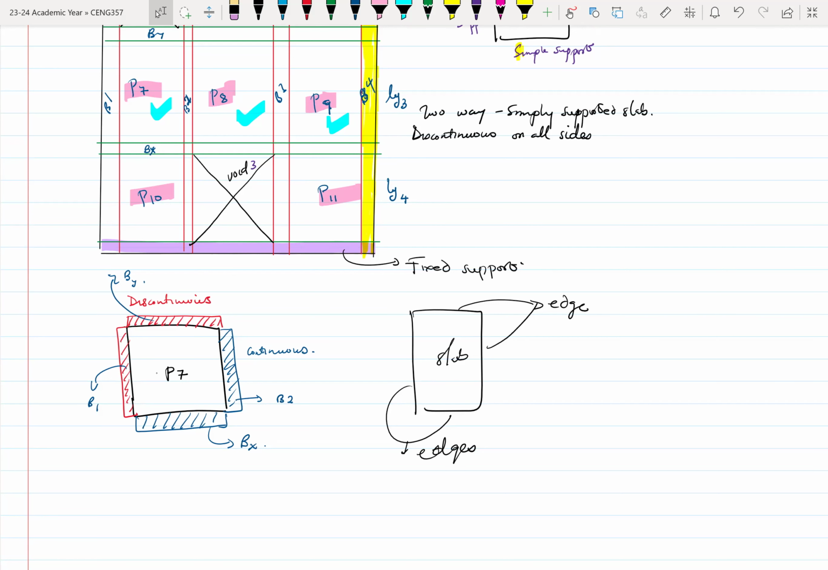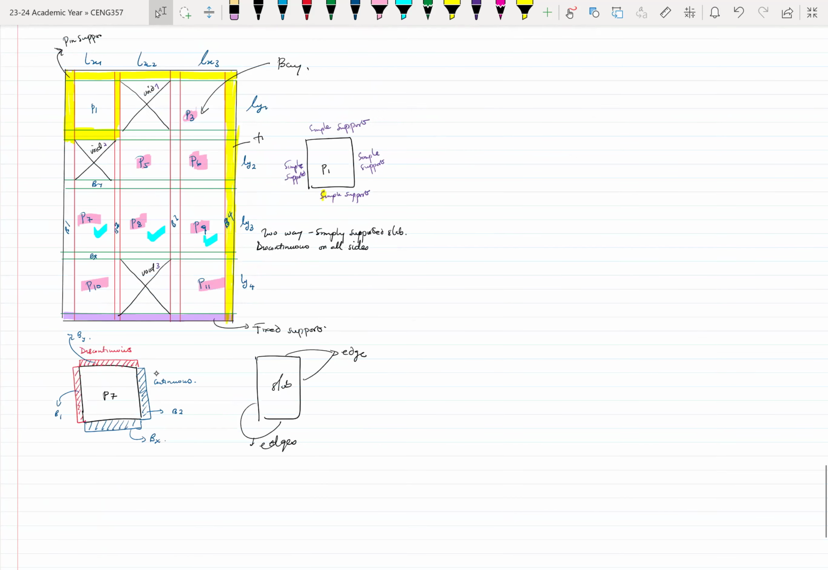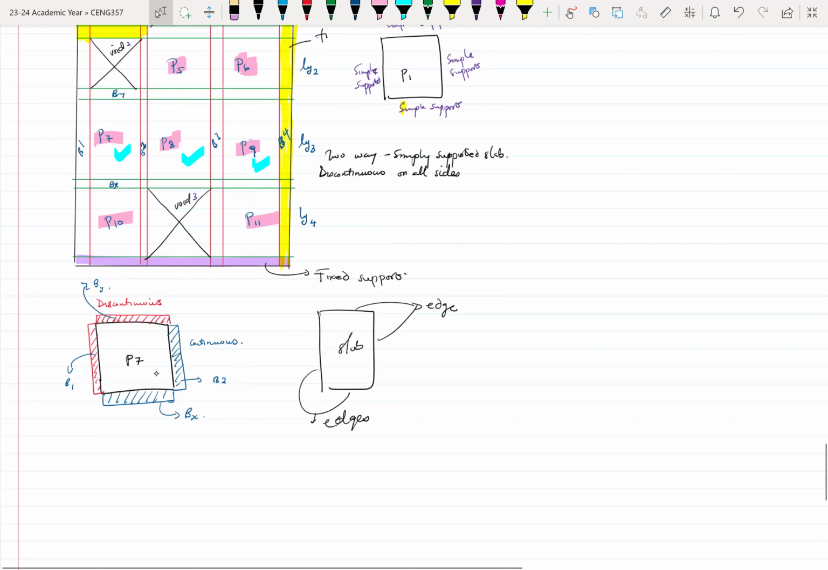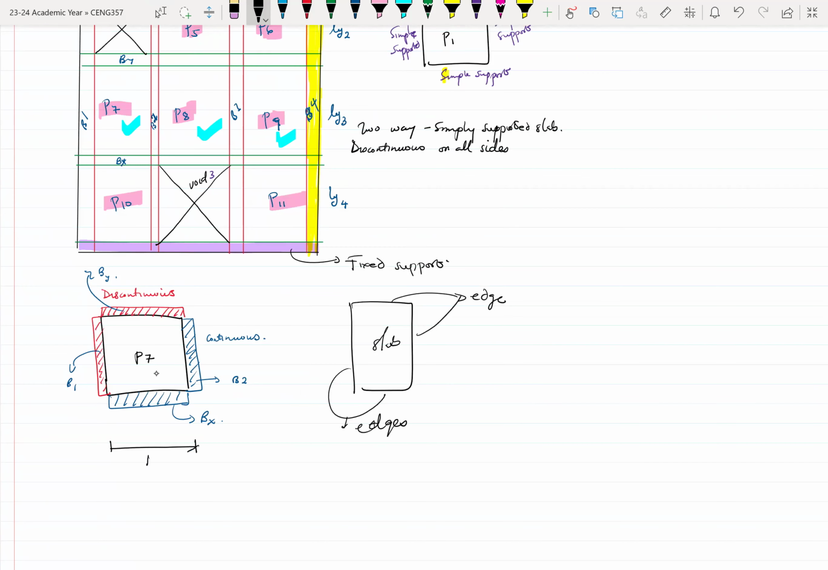So when you have two, so yeah, let me again mention this. So I have here my LX. Okay, let me call this LX. Let me call this LY. Okay, so LY is more than LX. So that makes this one the shorter span, and it makes LY the longer span.